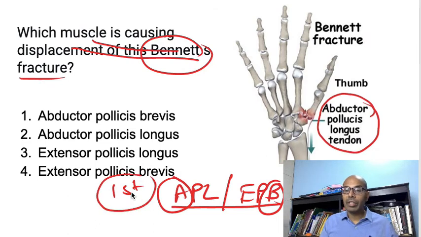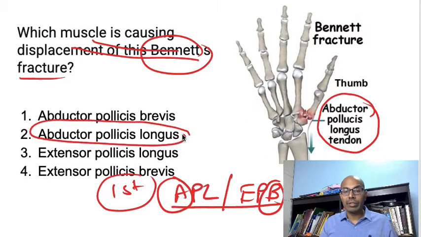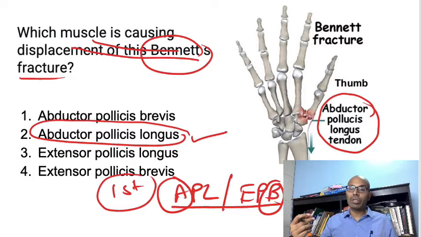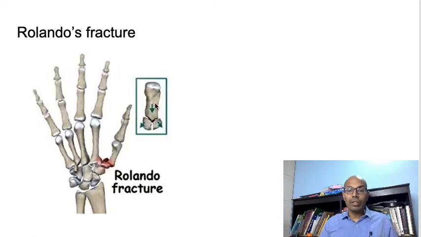What is the other clinical significance of the first compartment? De Quervain's tenosynovitis occurs in the first compartment. So these are the two clinical significances and the questions that may be asked with regards to the first extensor dorsal compartment. So the answer is abductor pollicis longus, which is the deforming force which subluxates the base of the thumb fracture. What is Rolando's fracture?